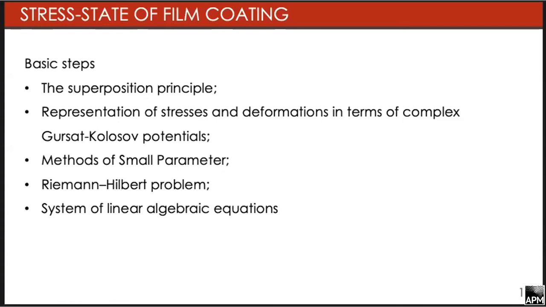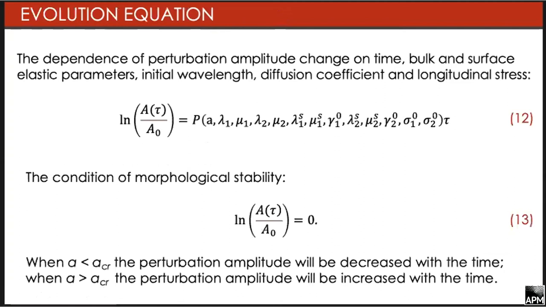Then, using the Muskhelishvili representation and boundary conditions, we come to the Riemann-Hilbert problem on jumps of a piecewise holomorphic function. From the solution of the Riemann-Hilbert problem, we find expressions for the Kolosov complex potentials, and taking into account the Muskhelishvili representations and boundary conditions, the problem is reduced to a system of linear algebraic equations for the Fourier coefficients of unknown functions. After that, we can integrate the evolution equation. The solution of this equation gives the amplitude change with time as a function of physical and geometrical parameters.